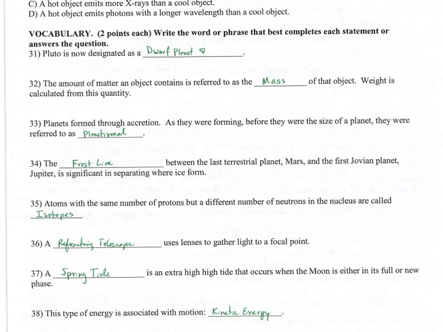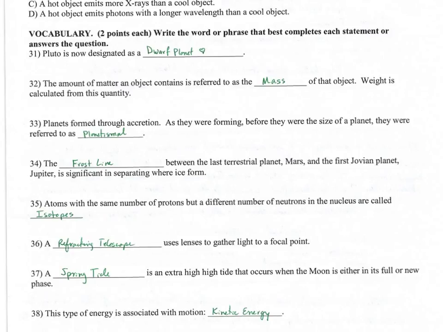Question 34, I would take either frost line or asteroid belt. I was really after frost line as the thing that's between Mars and Jupiter that kind of explains why we had inner terrestrial planets and outer gaseous planets.